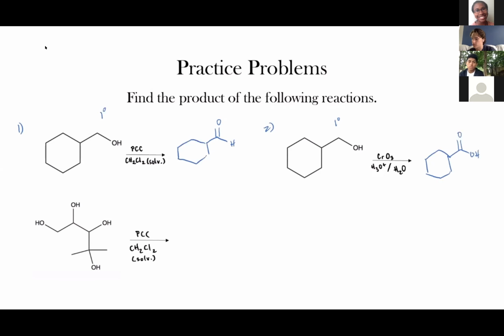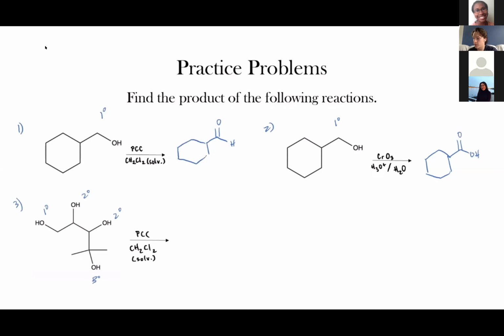Okay. And finally, let's look at this one. From left to right, what is the first alcohol? Primary. Good. And how about the second one? Secondary. And the third one? Secondary. And lastly? Tertiary. Good. And again, is PCC a strong or weak oxidant?